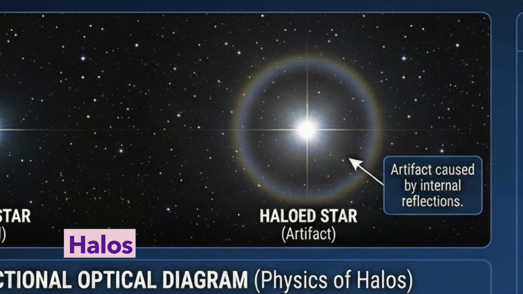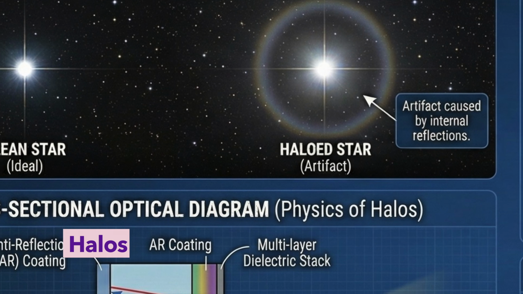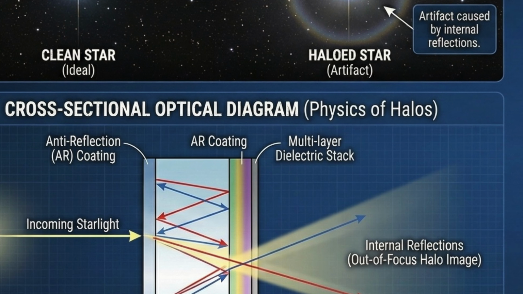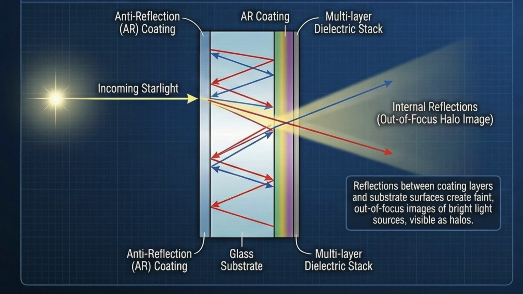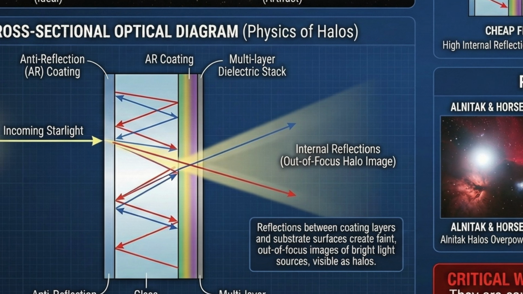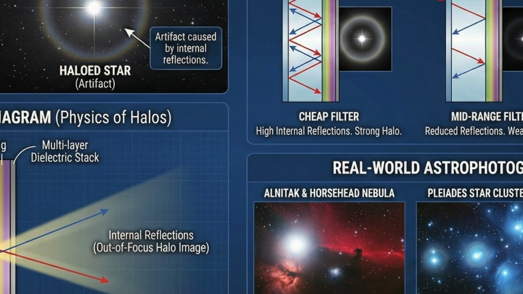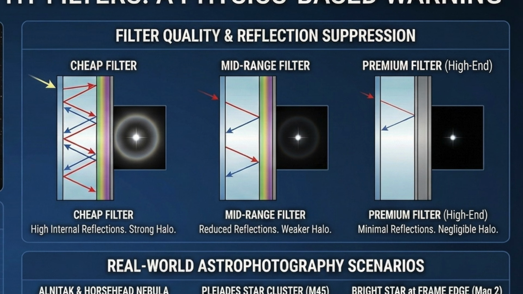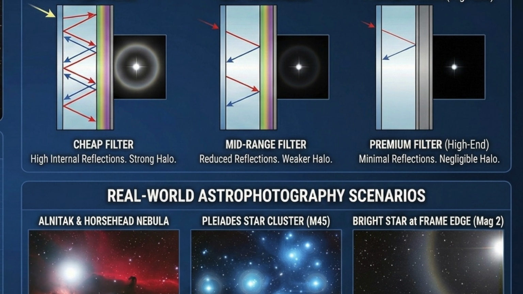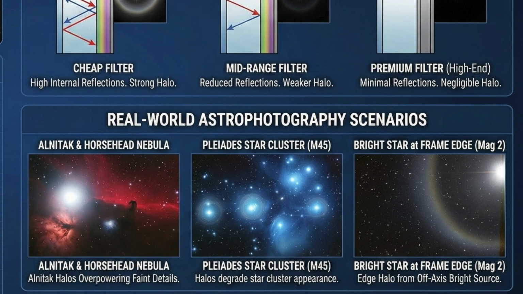Halos, the heartbreakers of astrophotography. These ghostly rings around bright stars are caused by internal reflections inside the filter, bouncing between coating layers. Cheap filters almost always produce halos. Mid-range filters sometimes do, premium filters almost never do. You notice the difference instantly when imaging objects like the Horsehead Nebula or the Pleiades.